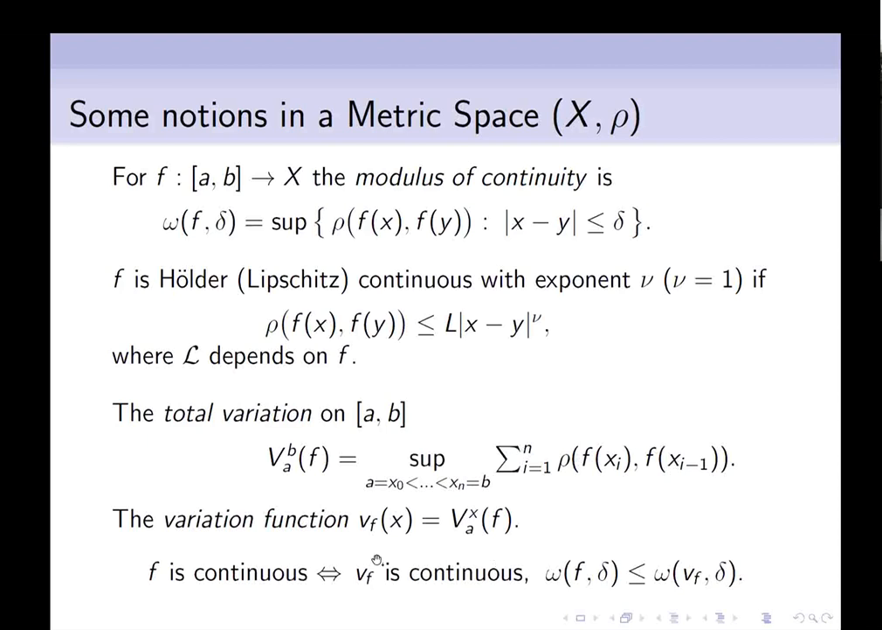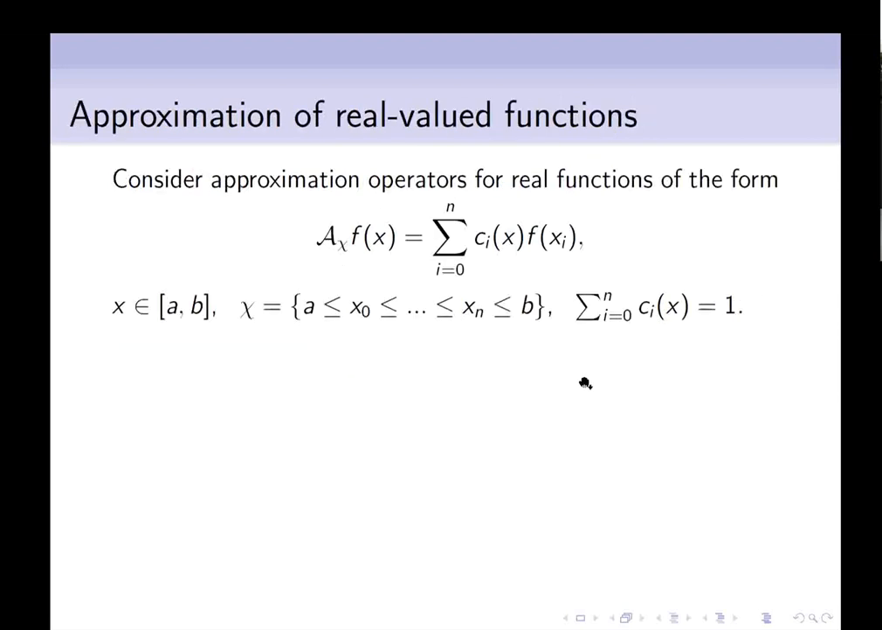Also, we use the notion of variation function, which is denoted here by V_F. This is the total variation from a to x. And there is a connection between the continuity of a function F and its variation function. And there is a relation between their moduli of continuity. So if you don't remember some of these things, I will recall them later.